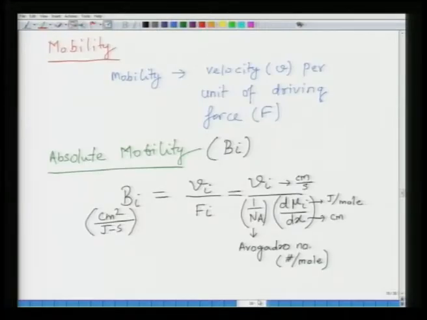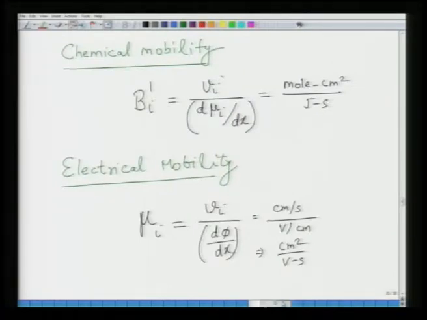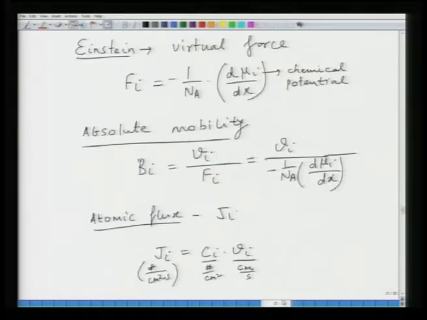Then we moved on to talking about properties such as mobility, which we will soon relate to electrical mobility, and mobility is defined as nothing but velocity per unit of force. There could be various different kinds of mobilities. In our context, we took the hypothesis of Einstein, who said that when you have diffusion in a system as a result of a chemical potential gradient, there is a force exerted on the species, and this force gives rise to a mobility called the absolute mobility.